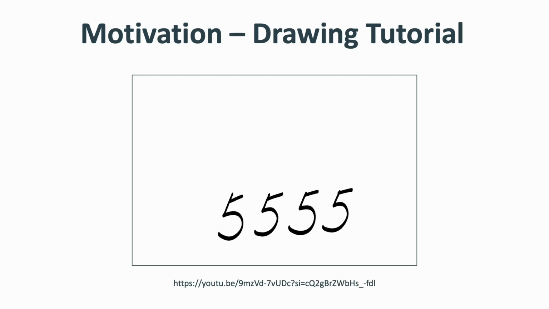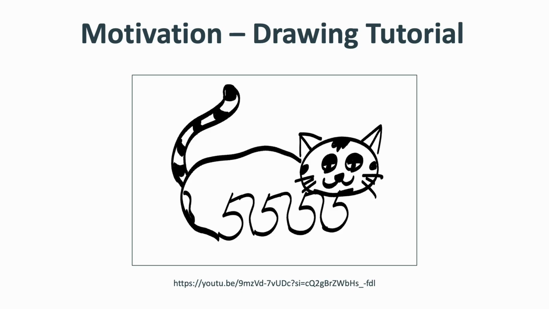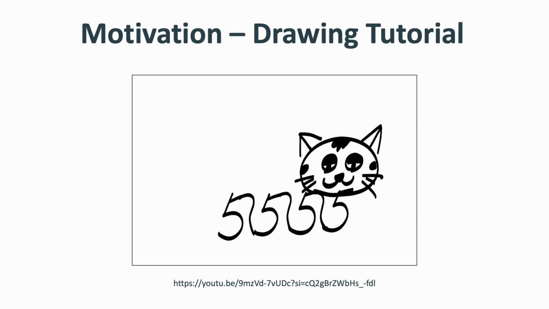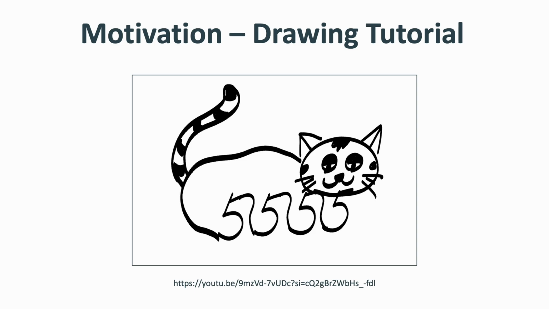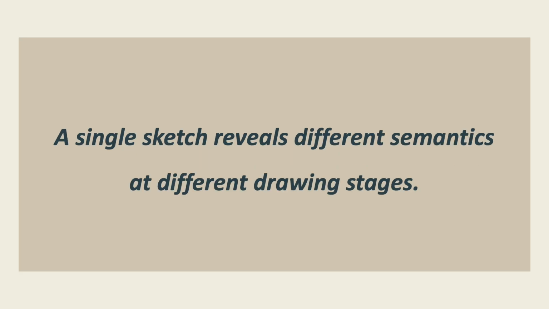And this idea actually came from some drawing tutorials. They usually start with something super simple, like just writing the number 5 a few times. Then step by step, it grows into a cat. This got us thinking, what if the drawing changes meaning over time? That would be an illusion that happens in time. So that's what we are calling a progressive semantic illusion. The idea is that a single sketch shows you different things at different stages of drawing.